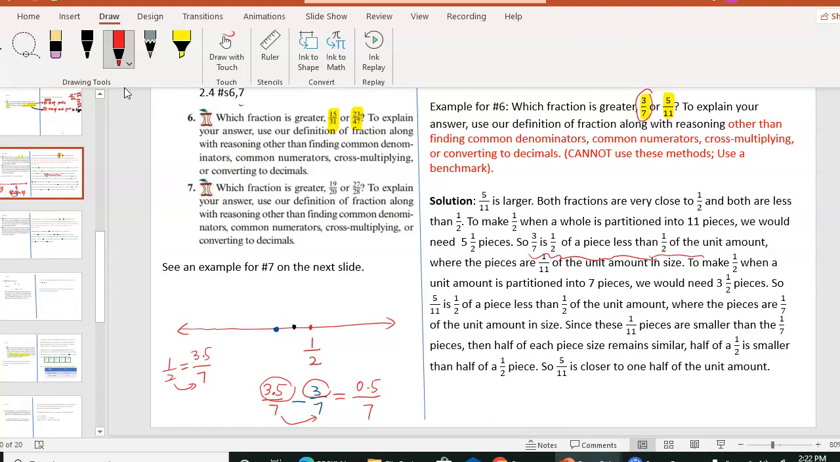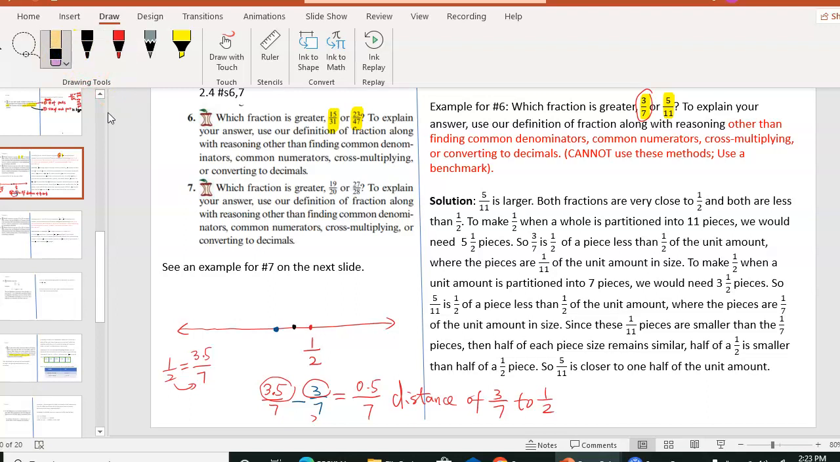Okay, and this is a better language, but it might be a little hard to understand. But you can see what this number is: how far. This is the distance, or how far, the distance of 3/7 to 1/2. Okay, now we're gonna do the same thing. Find out the distance, how far 5/11 is to 1/2.